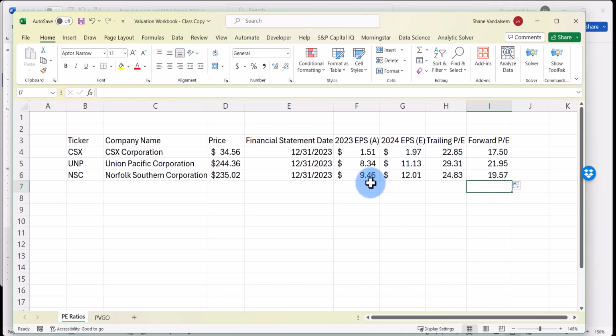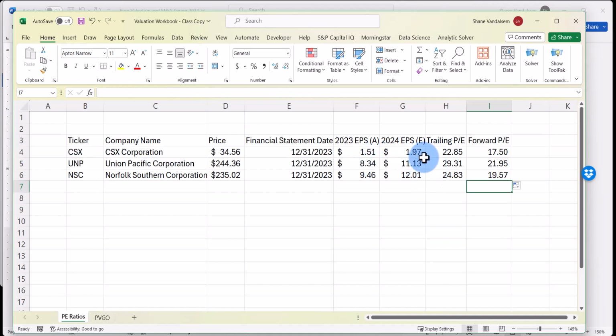In general, if the earnings per share for a firm is expected to increase from one year to the next, and that's generally the case, then the forward PE will be less than the trailing PE. And this is why we want to make sure that when we're comparing companies, we're comparing price to earnings ratios that have been calculated in the same way.